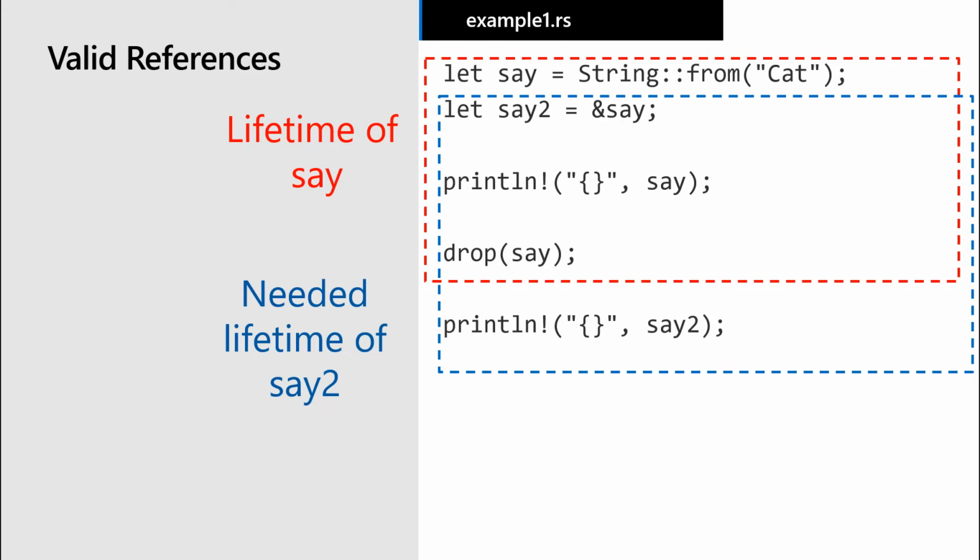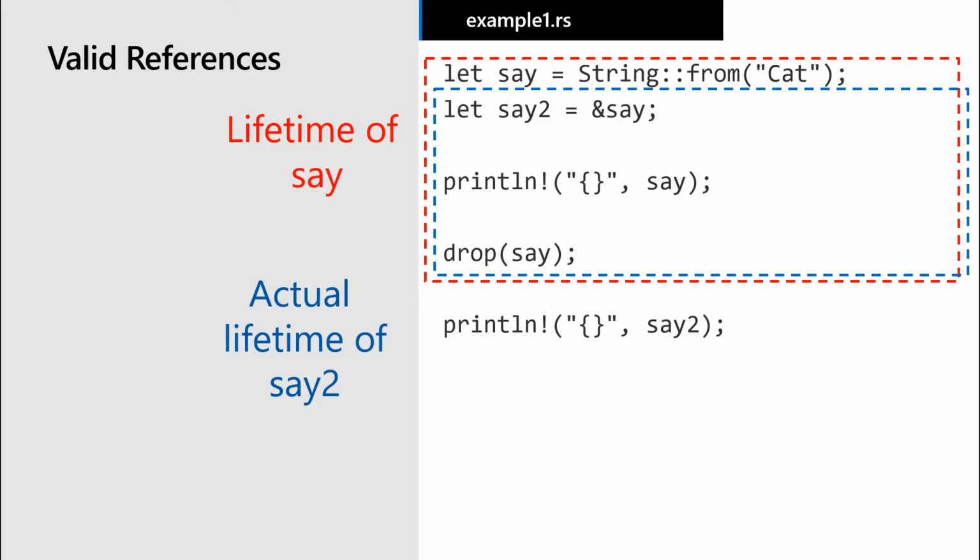In order for this code to be valid, say2's lifetime would need to still be in effect when we attempt to print it out. However, because it is a reference to the original say string, its lifetime is tied to the original string's lifetime. As soon as we drop the value of the first string, any reference to that string's value will be pointing to memory that no longer exists. This code errors out because the last line attempts to access a reference to a value in memory that no longer exists.